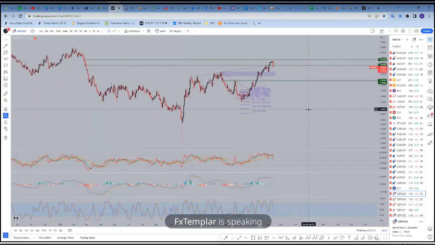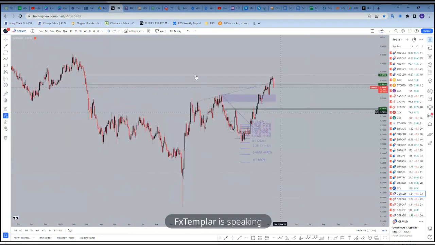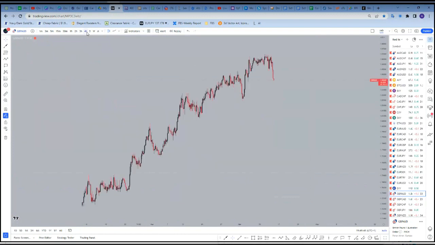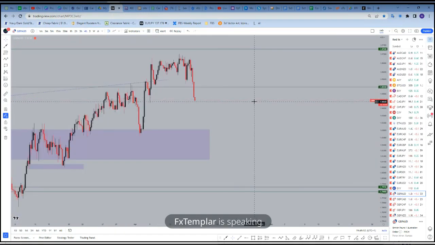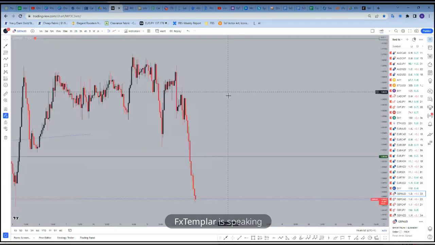Oh my God, that's a sweet one. If you're on this call right now and you're not thinking about selling GBP AUD, I have no words for you.